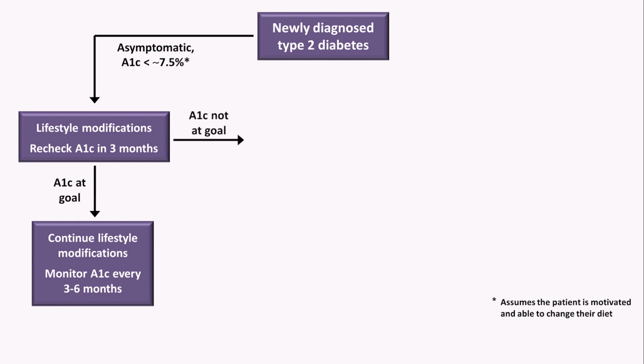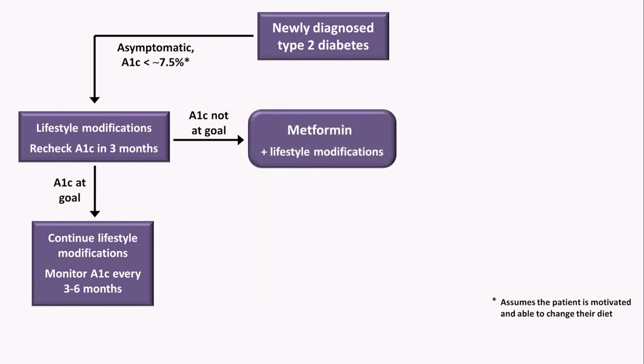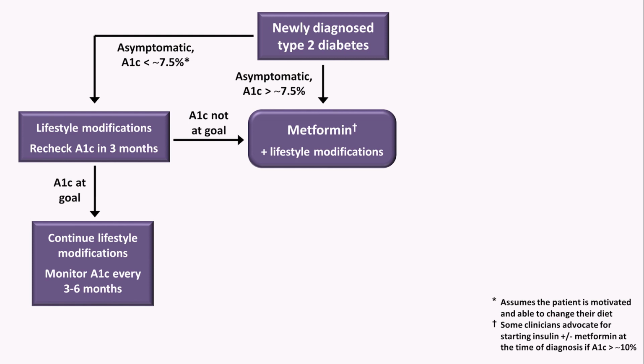If not successful, or if lifestyle modifications are either not possible or not desirable to the patient, then metformin is the way to go. If a patient is asymptomatic but with an A1C above 7.5, they should also get metformin, plus lifestyle modifications to the extent possible. The one caveat here is that some clinicians advocate for starting insulin in any patient whose A1C is above 10, irrespective of symptoms.